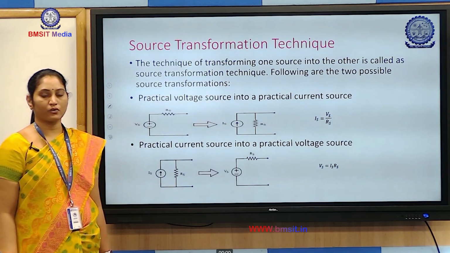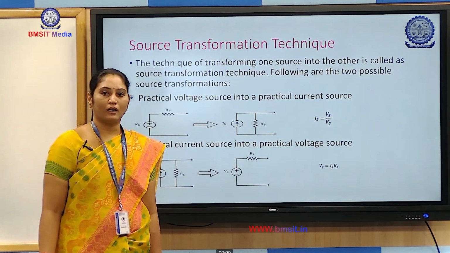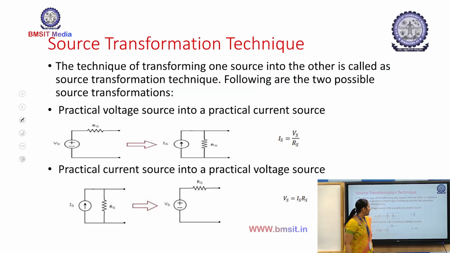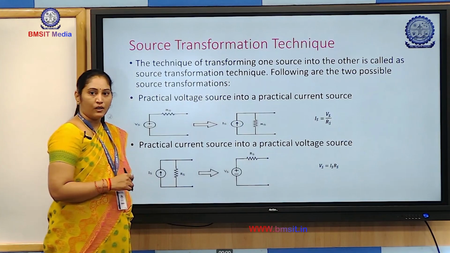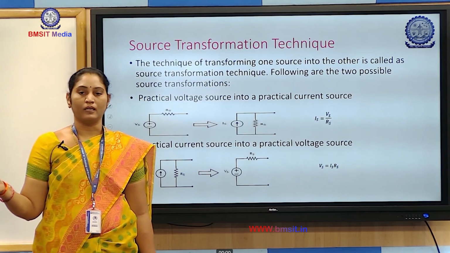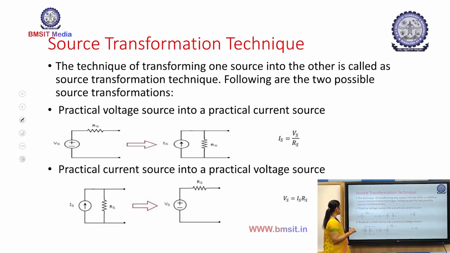The technique, source transformation, is used for transforming the network, or you can say it is a reduction technique. The technique of transforming one source into another is called the source transformation technique, and it has two possible transformations: a practical voltage source into a practical current source, and vice versa. We can't transform ideal sources from one form to another, but we can do it for practical sources. So we can transform the practical voltage source into a current source and the current source into a voltage source.